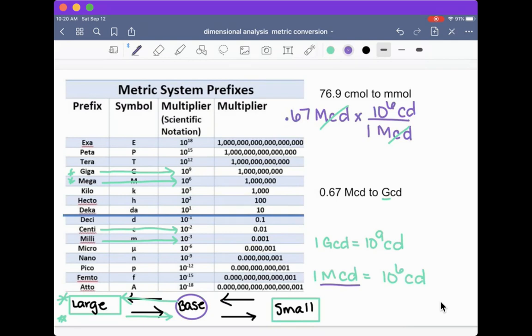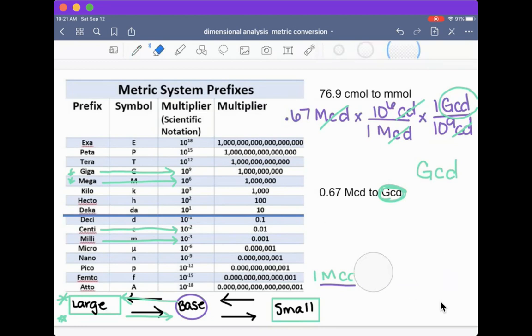All right, now we can use our next prefix. Because candela is up top in the previous unit, it will go on the bottom in our current step. So we've got 10 to the 9 candela and 1 gigacandela. So what happens here is candela cancels, and the unit left standing is going to be a gigacandela, which is nice because that is exactly what our problem asked. So that means we set our problem up correctly.